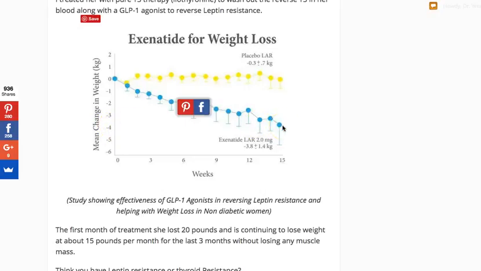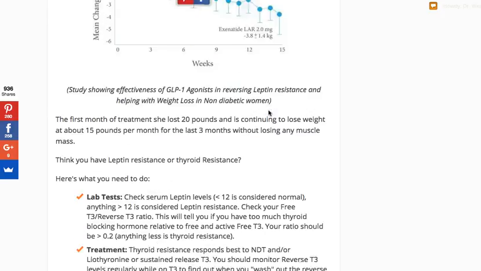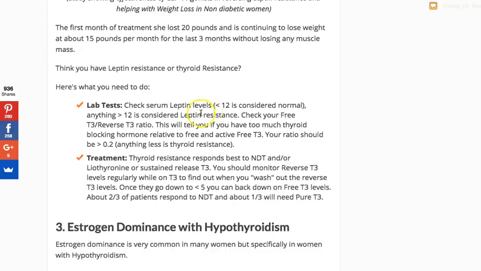But if you treat somebody with T3, in addition to the GLP-1 agonist, which is in this case exenatide, they get even more weight loss. So the point is, it's a good medication to use. It can help a lot with leptin resistance, and they really need to be tested together. So what I want you to know is make sure you check your leptin levels.